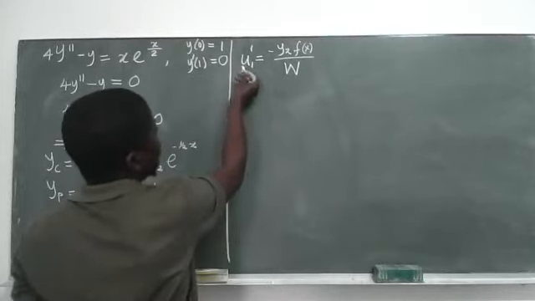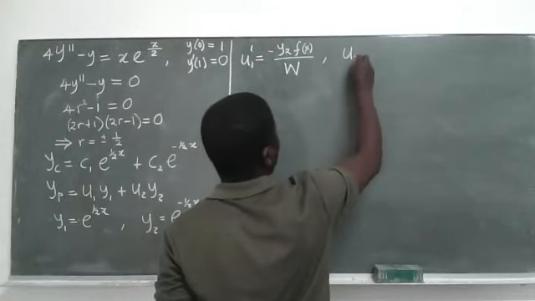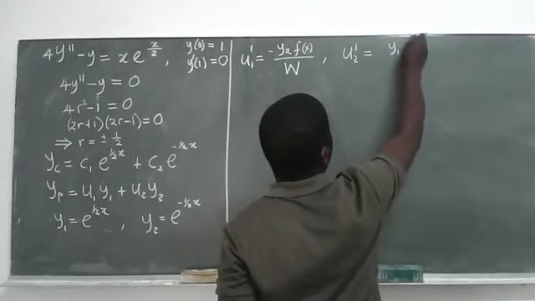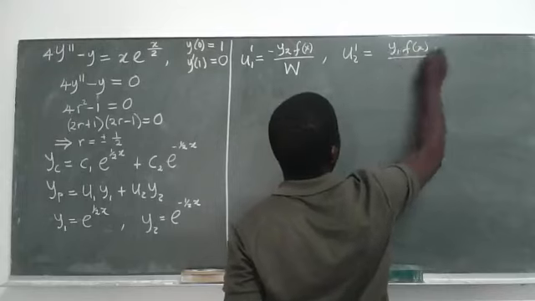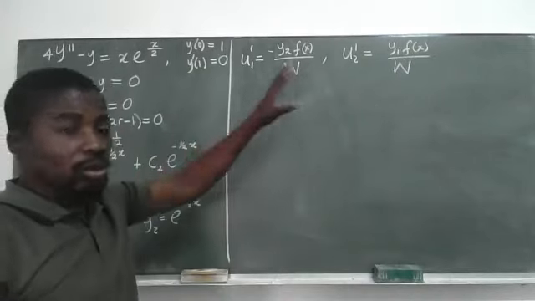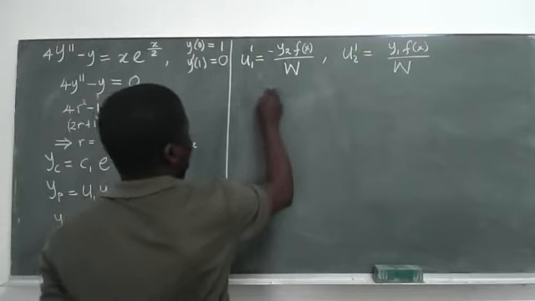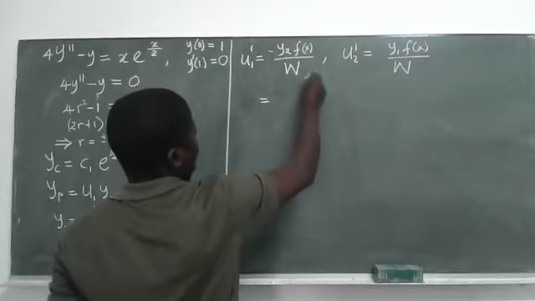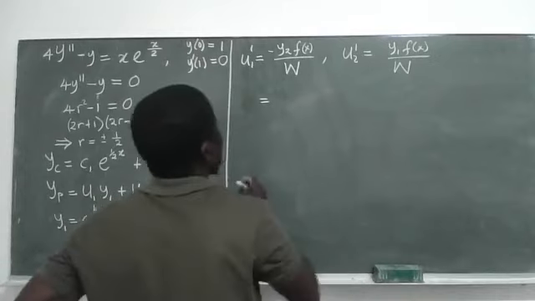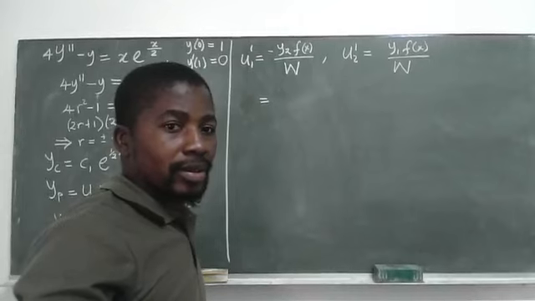And be careful, for u1 prime you put a negative y2 times that, and u2 prime is calculated from y1 times f of x over the Wronskian. But before we calculate these two quantities, I want you to appreciate that these formulas are just the same.